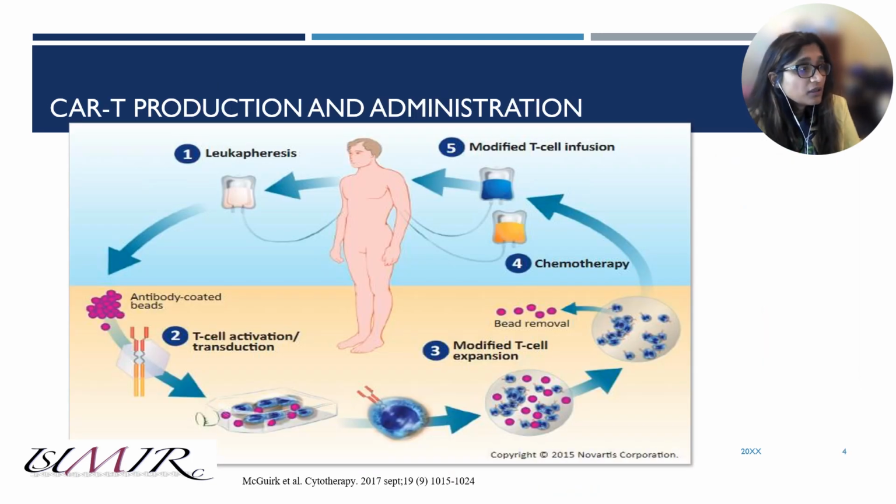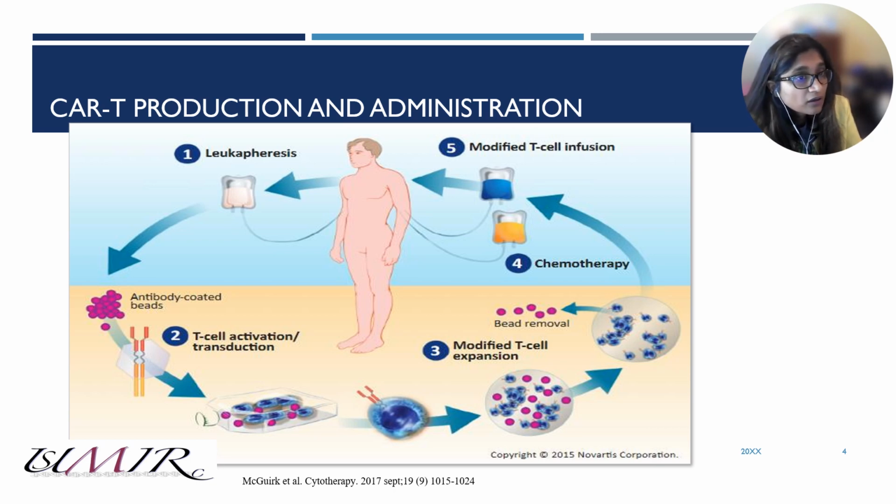This is the general production and administration schema. Here we have patients, they first undergo leukapheresis where PBMCs are collected. Those are then sent to a central manufacturing lab, depending on which product it is, where they have transduction, expansion of the T cell, and finally we have the product, the CAR-T product that's made.